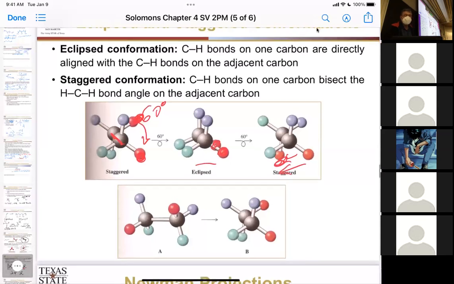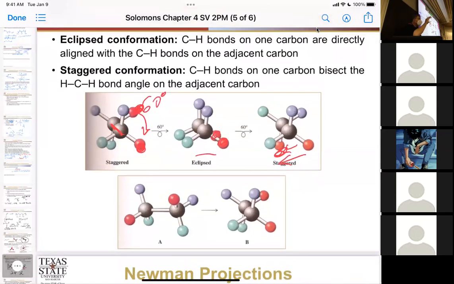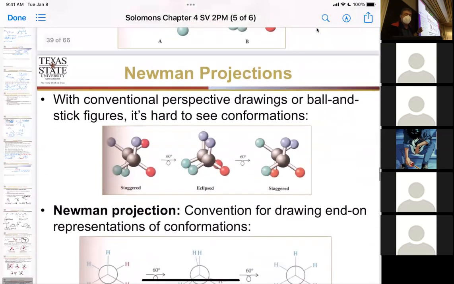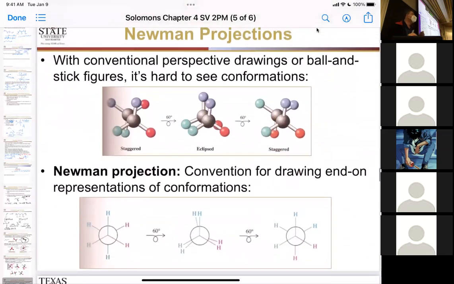It's kind of hard to draw all the different spheres and label them all different ways. So what we're going to do is come up with a faster way to do our drawing so we can figure out whether we're eclipsed or whether we're staggered, okay? So what we're going to do is draw these things called Newman projections, okay?